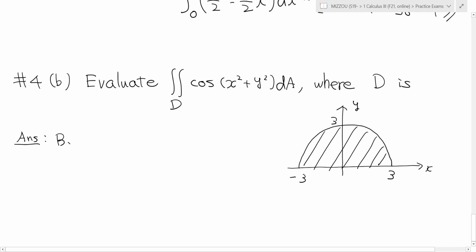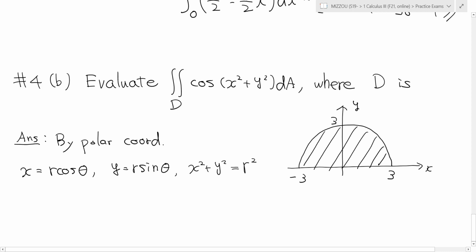By polar coordinates, x is r cosine theta, y is r sine theta. And for polar coordinates, you often see an expression like x squared plus y squared, and that is always r squared. So this is part of the formula for the polar coordinates. And then dA becomes r dr d theta. Don't forget this r.